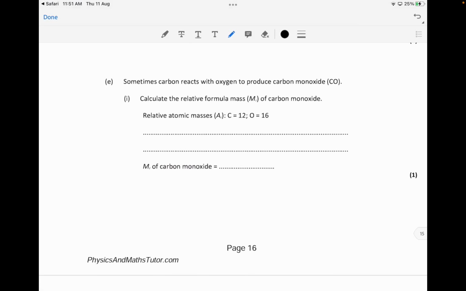Now this question is about relative formula mass. You're given that sometimes carbon reacts with oxygen to produce carbon monoxide. You have to calculate the relative formula mass of carbon monoxide. Since there's only 1 atom of carbon and 1 atom of oxygen, you're going to add up the relative atomic masses. You have 12 plus 16 to give you a value of 28. So that's going to be your Mr of carbon monoxide, the relative formula mass, roughly about 28.